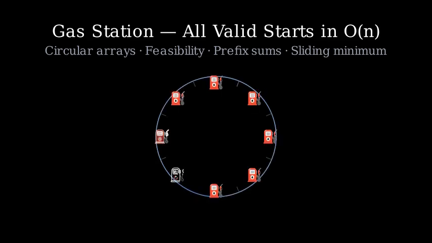Imagine stations placed around a circular track. At station i you gain gas of i, and driving to the next station costs cost of i. You start with zero fuel, and the tank cannot go below zero at any time.